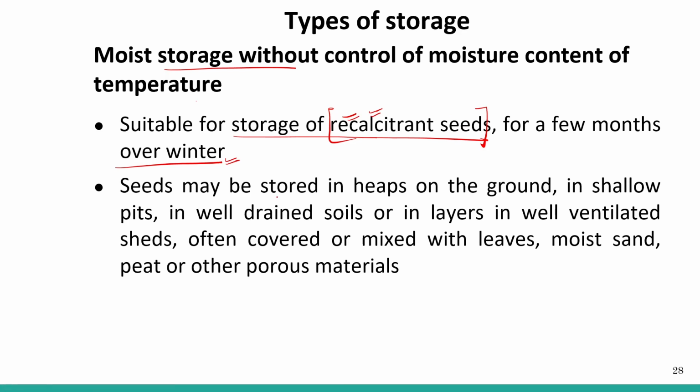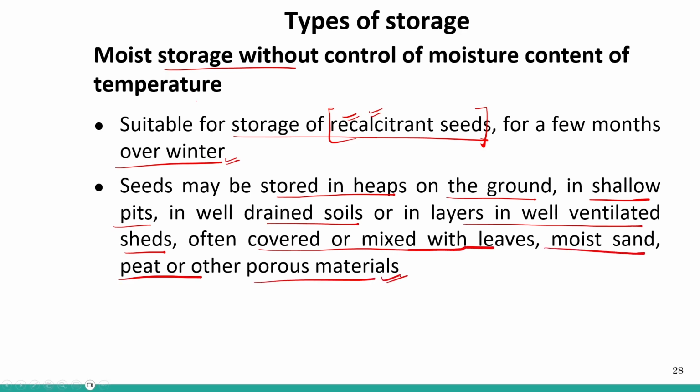Seeds may be stored in heaps on the ground, in shallow pits, in well-drained soil, or in layers in well-ventilated sheds, often covered or mixed with leaves, moist sand, peat, or other porous material. So some porous material we can use for its storage. We can mix it and store the seeds, and we can also keep it in a heap on the ground.